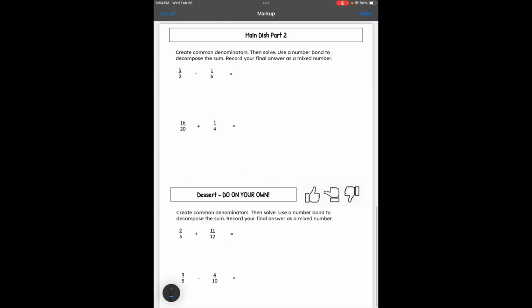We are just practicing the exact same thing. We'll do the first one together, and I'll give you a chance to do the bottom one on your own, and then you can get going with your dessert. So again, I can't do 5/2 minus 1/6 because they don't have common denominators. So I can multiply this 2 times 3 to have a common denominator of 6. So whatever I do to the bottom, I've got to do to the top. So I can do 15/6 minus 1/6.